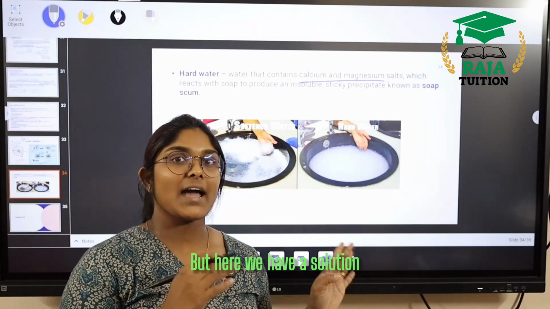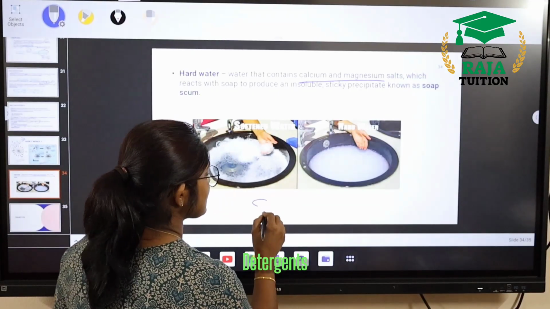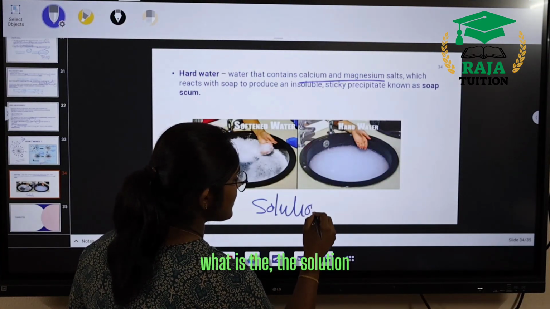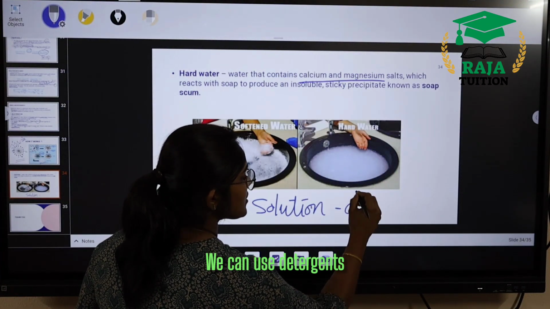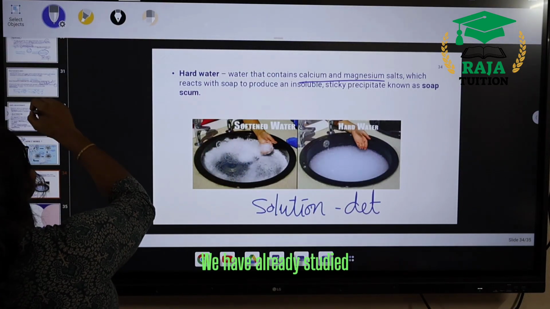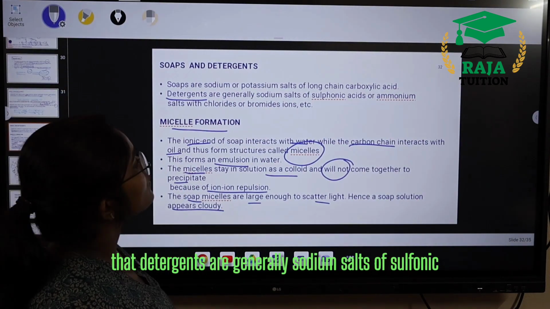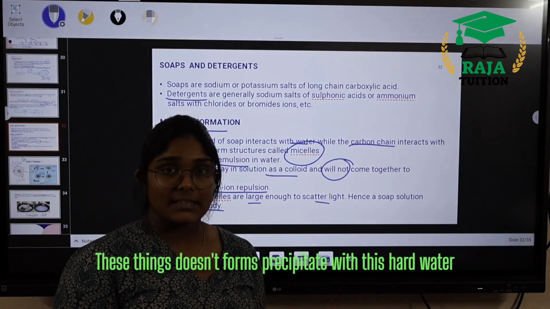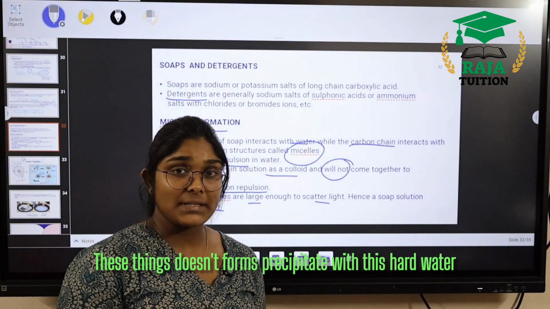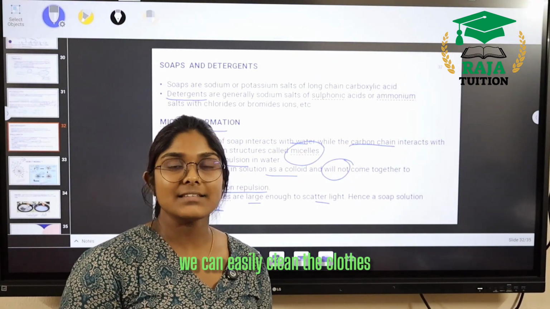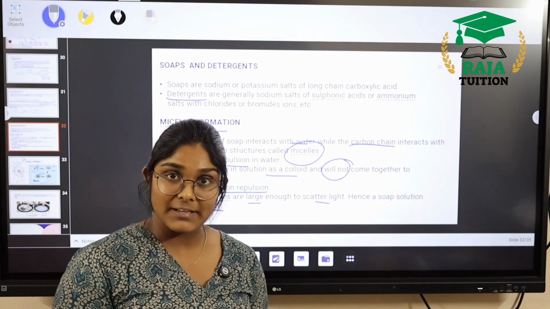But here we have a solution. Detergents. In the case of hard water, what is the solution? We can use detergents because, as we have already studied, detergents are generally sodium salts of sulfonic acid or ammonium salts. These don't form a precipitate with hard water. So with the help of detergents, we can easily clean clothes even if it is hard water.